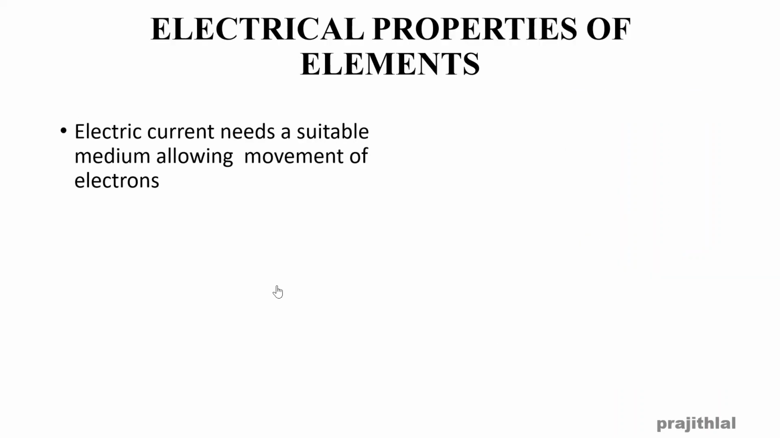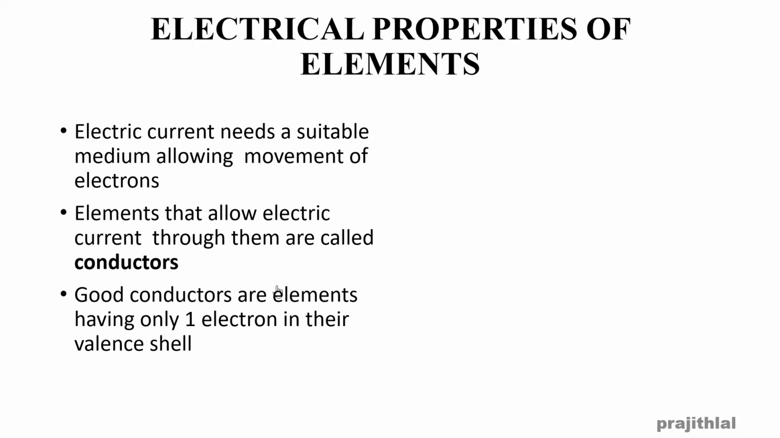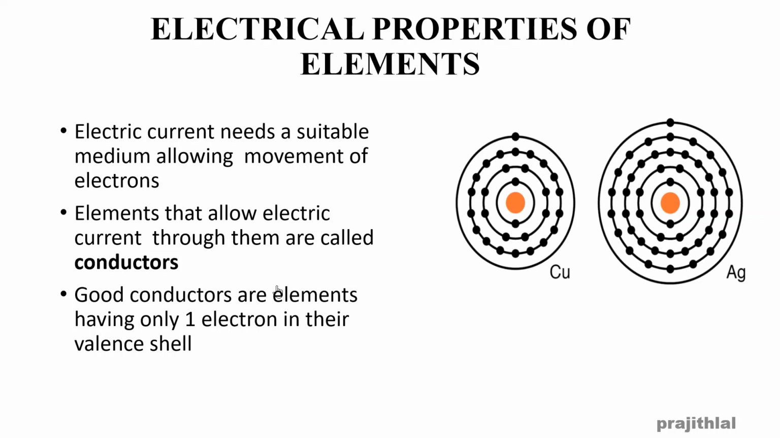Electrical properties of elements. Electric current needs a suitable medium allowing movement of electrons. Elements that allow electric current through them are called conductors. That means those elements that allow the movement of electrons through them are called conductors. Good conductors have one electron at their valence shell. As we can see, this is the atomic structure of copper and silver. They are good conductors and they have only one electron at the outermost shell, the valence shell.